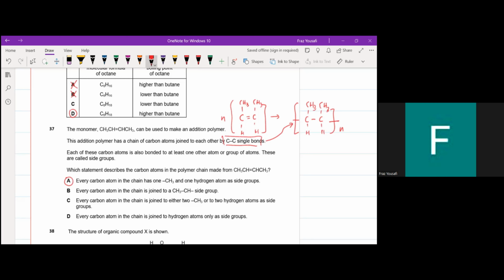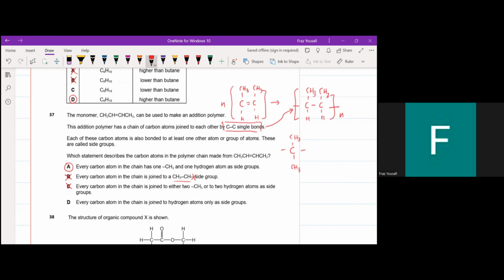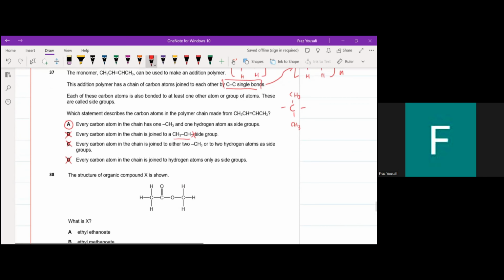It says that each carbon in the chain is joined by this. That's wrong. You have a carbon with a hydrogen on one end and a CH3 on the other end. See, every carbon atom in the chain is joined to two others. That would mean, that's what that would imply. We can see that that's not the case. So B and C are both incorrect. B says every carbon atom in the chain is joined by hydrogen atoms only as side groups. That is not true. This is, by the way, only true for polyethylene. That's the only polymer where each carbon of the chain would have only hydrogens attached. So the answer is A.